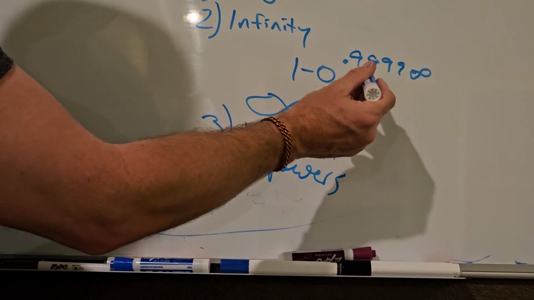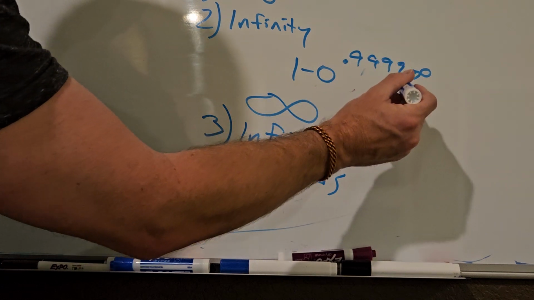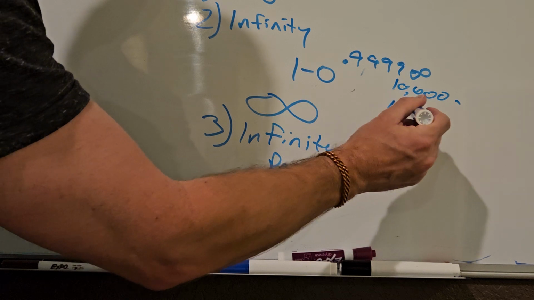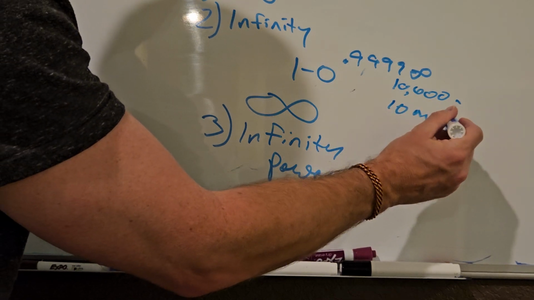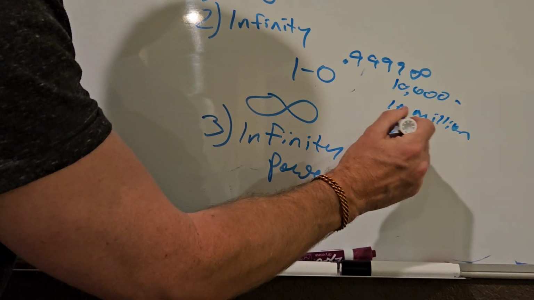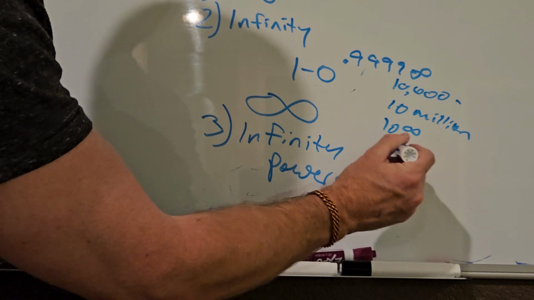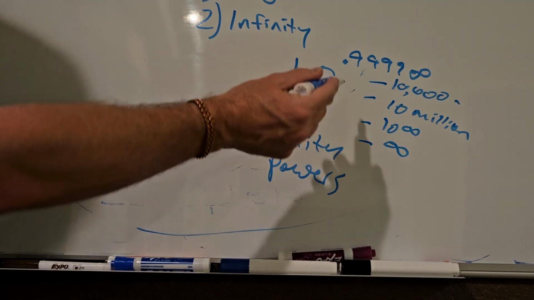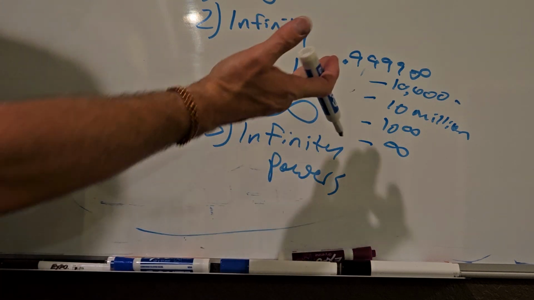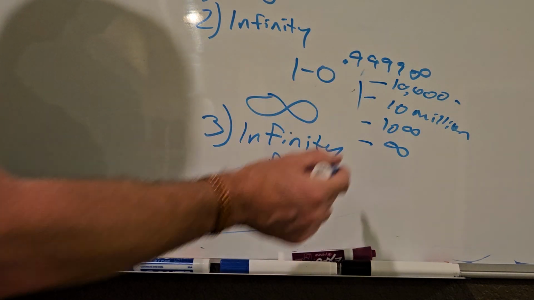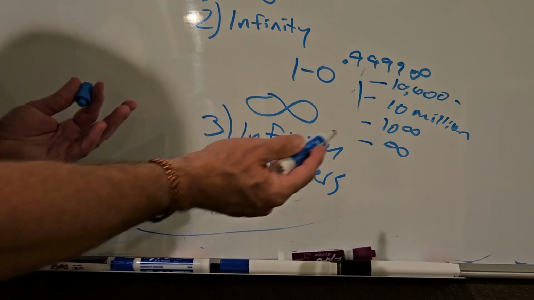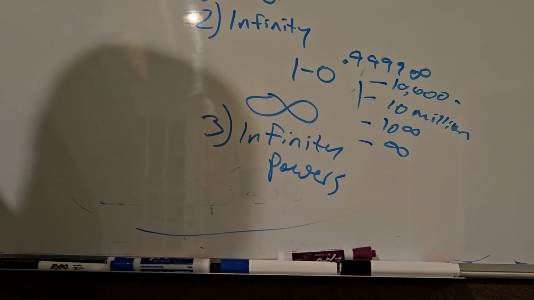So what's the difference between 0.99 with 10,000 nines, or 10 million, or 10 to the power infinity, or just infinity? There's got to be a difference between those numbers, right? It's not all just 1 and 0. I mean, if you're building a house, that's not going to make a difference. You can't physically touch this space, but we can easily prove mathematically that it exists, right?